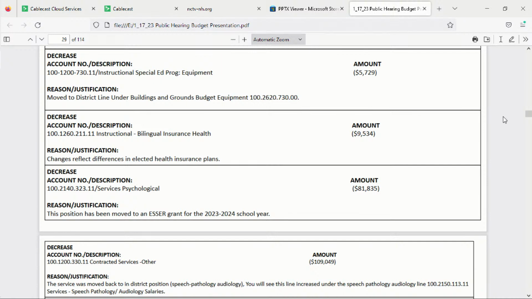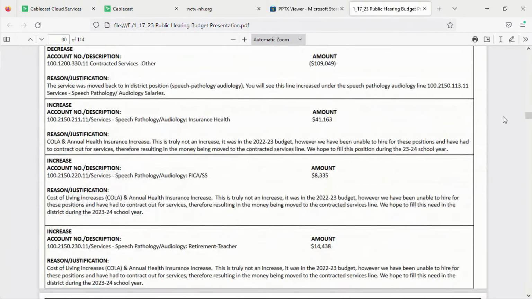So contracted services, this was moved back to an in-district position for speech pathology, audiology. And then, so again, that's hiring a person and moving it in as a salary. So you can see next up down there, we have an increase in the health insurance for speech pathology, an increase in FICA and the COLA for speech pathology, and an increase, again because of COLA, for speech.